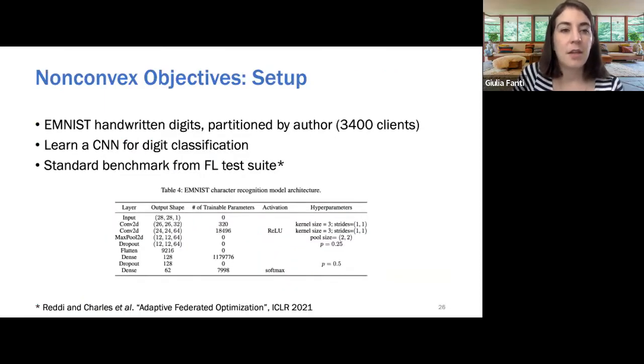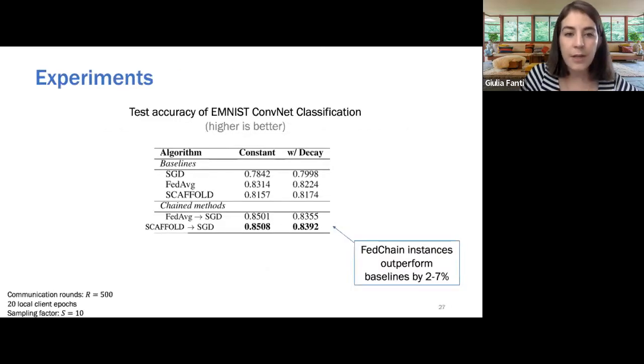We also observed gains in the non-convex setting, though the gains are a little bit less pronounced. So for the non-convex setting, we evaluated EMNIST, which is a data set of handwritten digits partitioned by author. So here there's 3,400 clients total. And the task was to learn a CNN for digit classification. So this is a standard benchmark from the Federated Learning test suite of Reddi and Charles et al. And in our experiments, what we were seeing is that FedChain seems to outperform baselines. It gives you a bump of a few percentage points compared to baseline approaches.